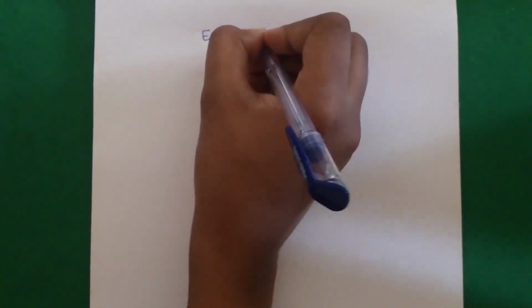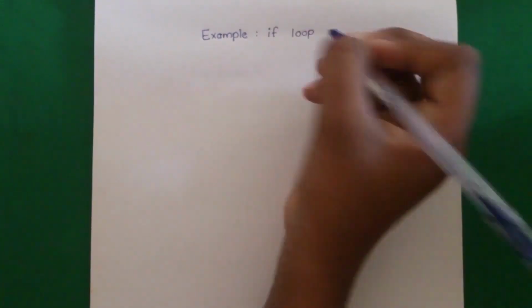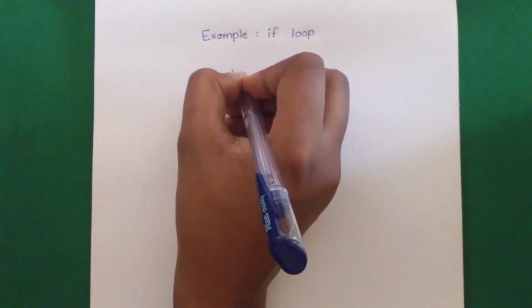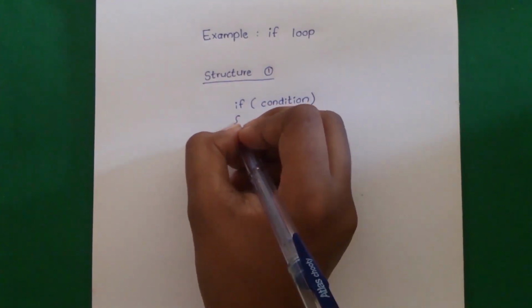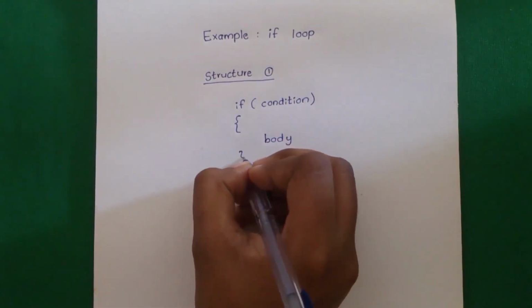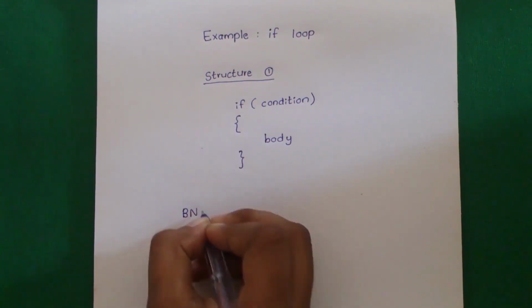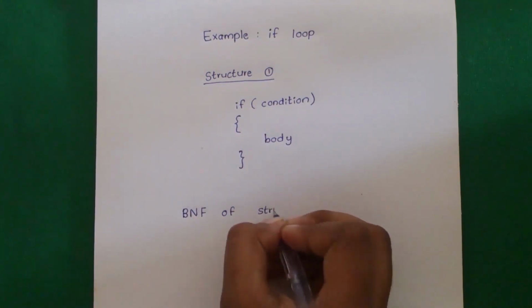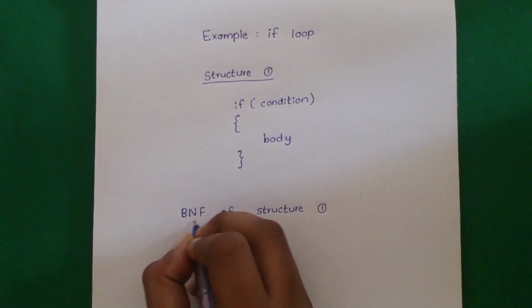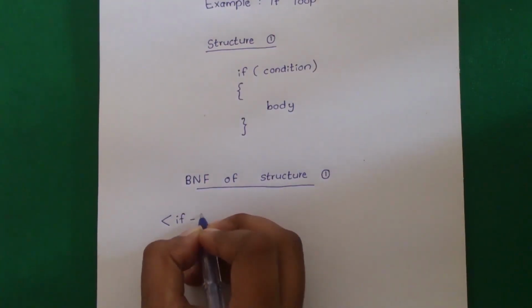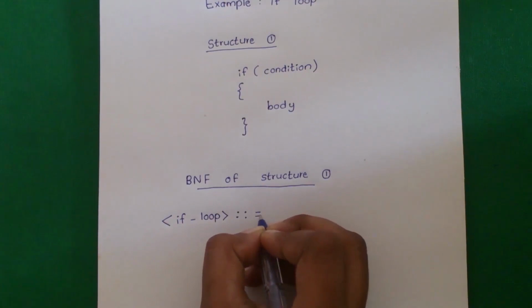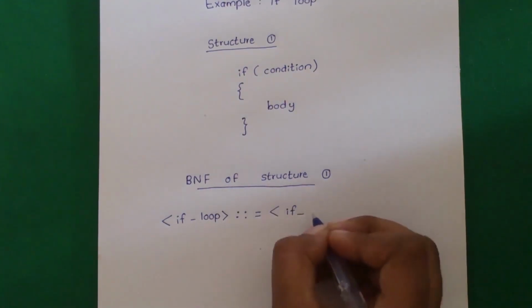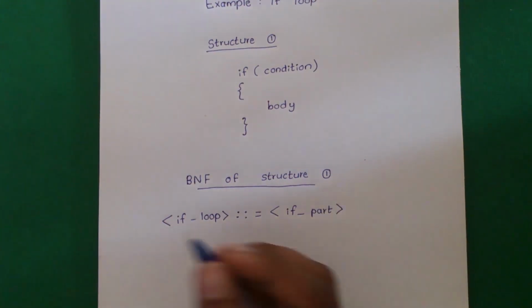Now we'll see how to write BNF grammar by using some examples. Here we have taken the if loop as the example. We can use the if loop in several ways. Here is the first structure of the if loop that consists of only the if part. Okay, now we'll write the BNF of that if loop. As you can see here, on the left-hand side we write if loop as a non-terminal because we can explain it. And right-hand side consists of the if part. Here we have explained the if loop using if part.